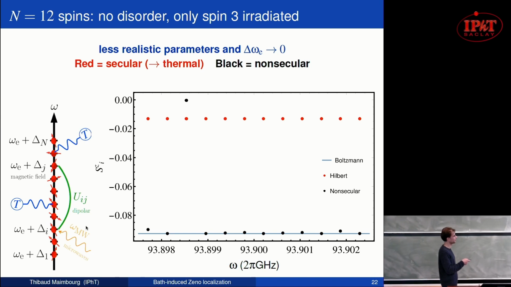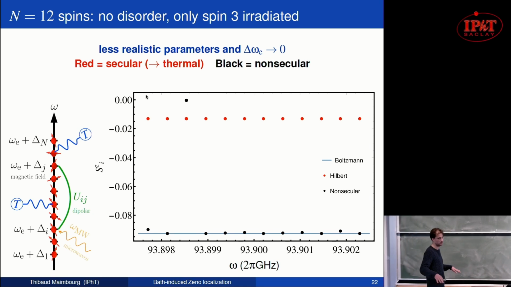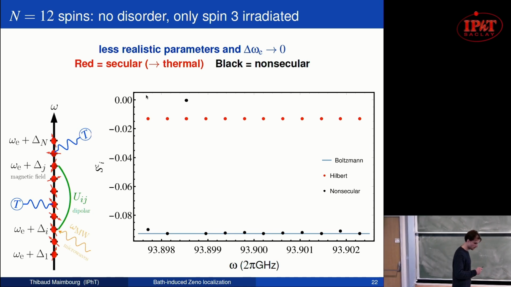For example, if you instead look at the secular approximation, what you get is a perfectly homogeneous profile of polarization. So every spin shares the energy and you get the same polarization in the end. All right.